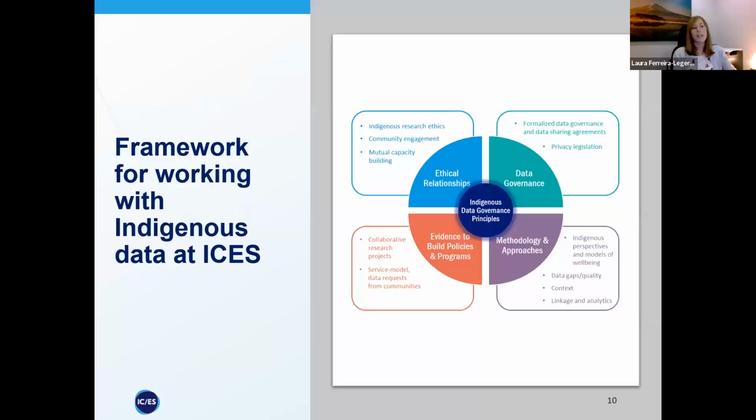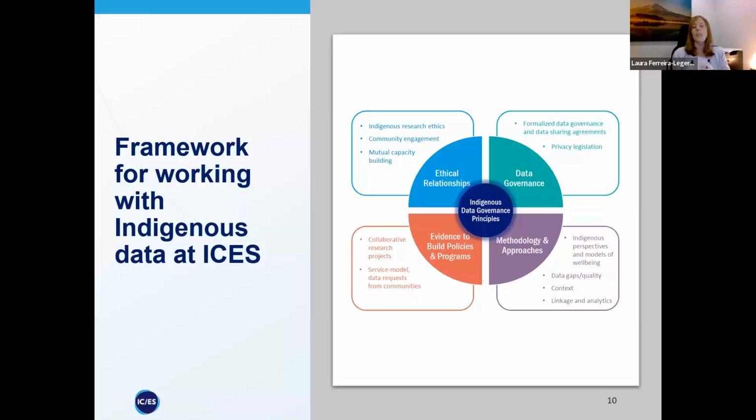So I also wanted to highlight the framework for working with Indigenous data at ICES. At ICES, we're really fortunate to have a very well developed and collaborative framework within the Indigenous portfolio, which has helped to inform some of our efforts as well. This framework is already in place and well established in collaboration with the Chiefs of Ontario.